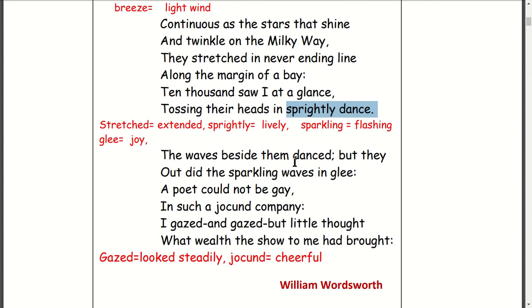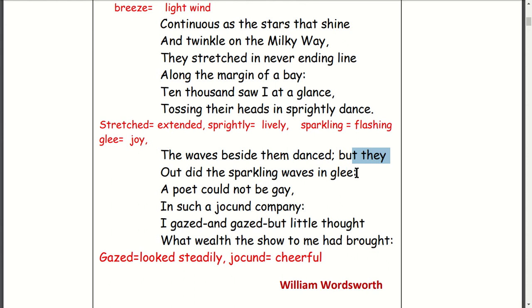The waves beside them, the sea waves, water waves, dance. There were other things dancing too, but the waves in the water were also dancing beside them. They compared them, but the daffodils outdid the waves. They dance more beautifully, a comparison here. The waves were also dancing, but the daffodils' dancing was smarter, superior, better than the waves.